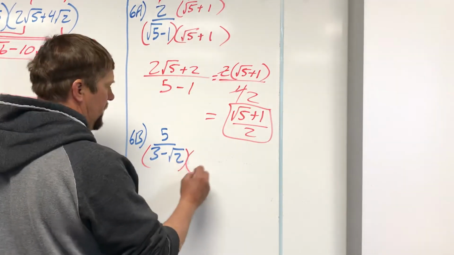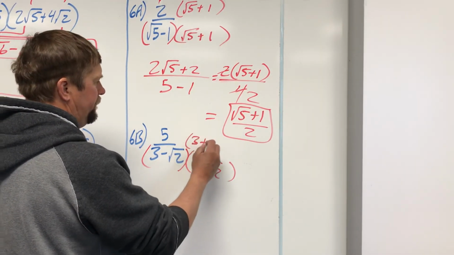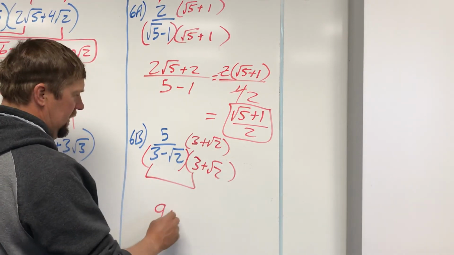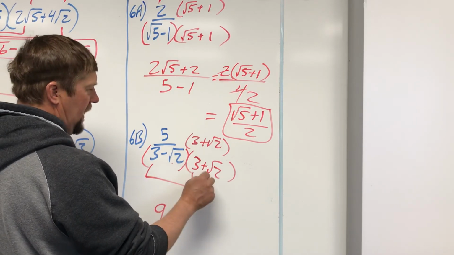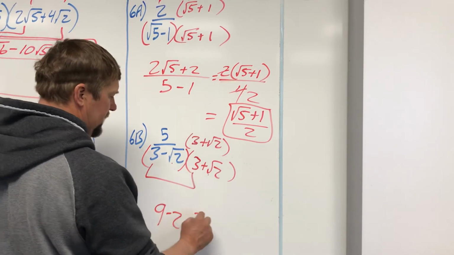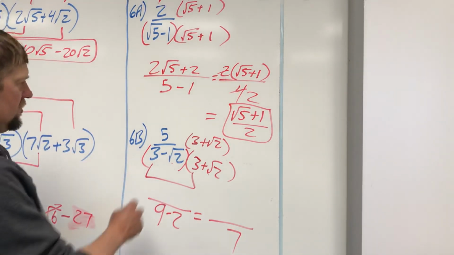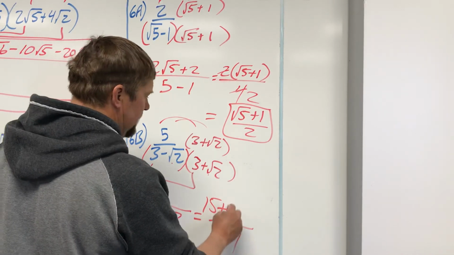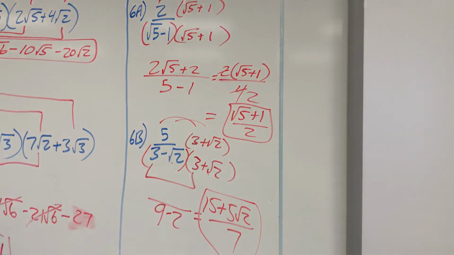The second one I'm going to multiply by 3 plus the square root of 2, top and bottom. Multiply, I end up with 9 minus 2, so the denominator is 7. Distribute the numerator, I end up with 15 plus 5 square root of 2. And that's my final answer.